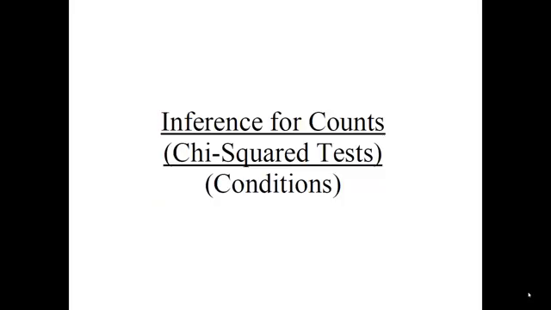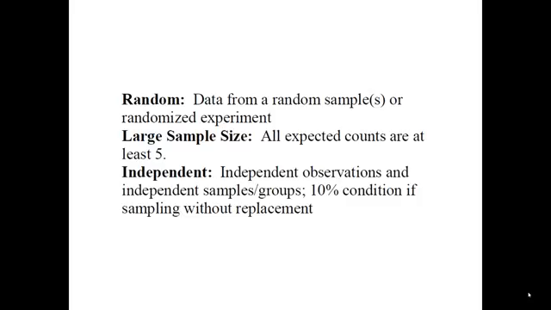Inference for counts, chi-squared test. Conditions. Random: data come from a random sample or randomized experiment. Large sample size: all expected counts are at least 5. Independent: independent observations and independent samples or groups. 10% condition if sampling without replacement.